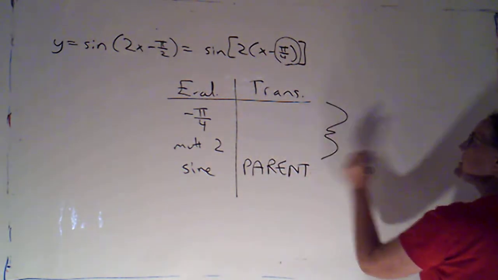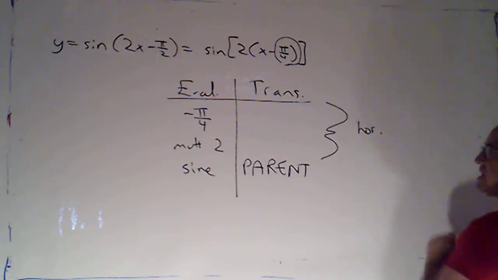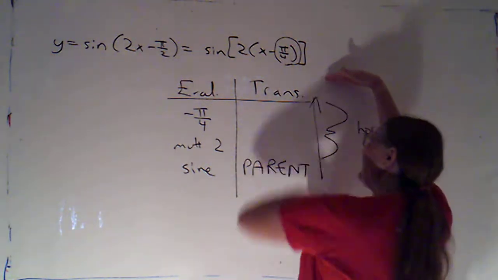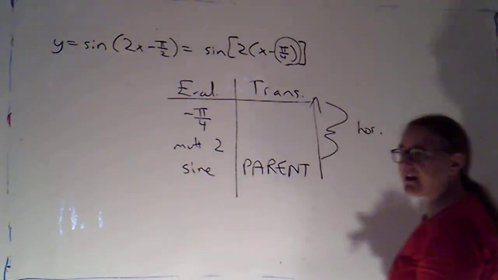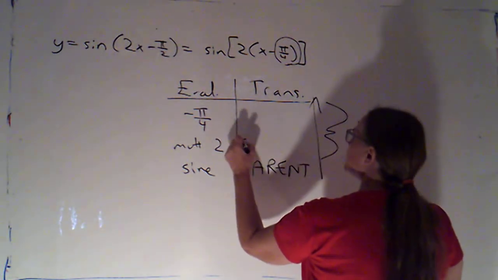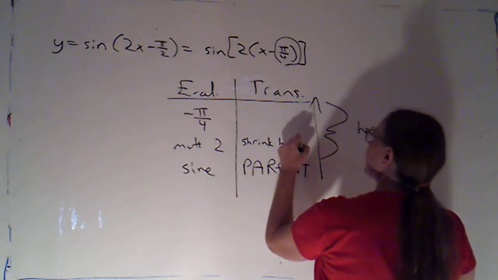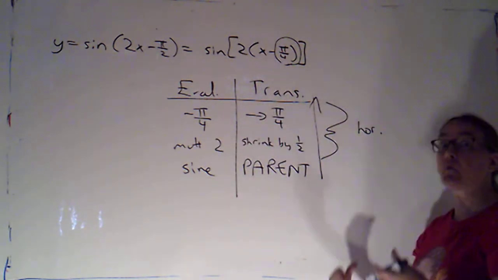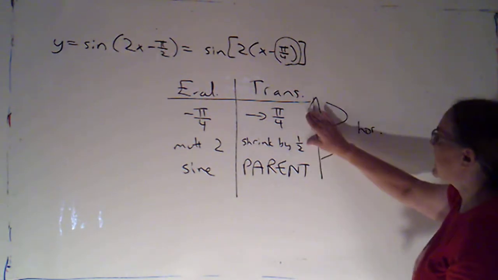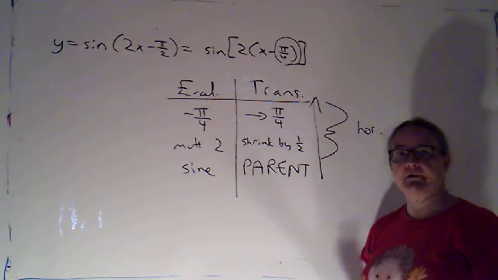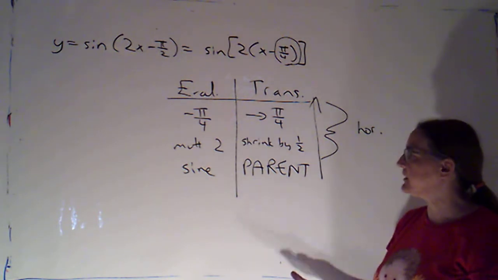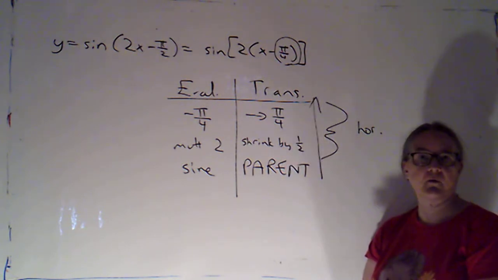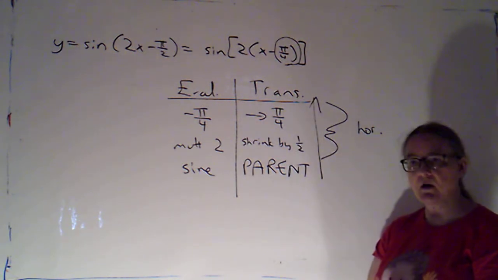Since I'm doing these things before the parent, they're both horizontal changes, and the rule is we move away from the parent function, which has me doing the transformations in the opposite order in which I evaluated things. So multiplying by 2, that was shrinking by a factor of 1/2. Subtracting pi over 4 shifts things pi over 4 to the right. Okay, excellent. Now, we know how to do transformations one at a time. So I could certainly start with the sine graph, shrink it by a factor of 1/2, shift it pi over 4 to the right. Not a problem. We know how to do that.